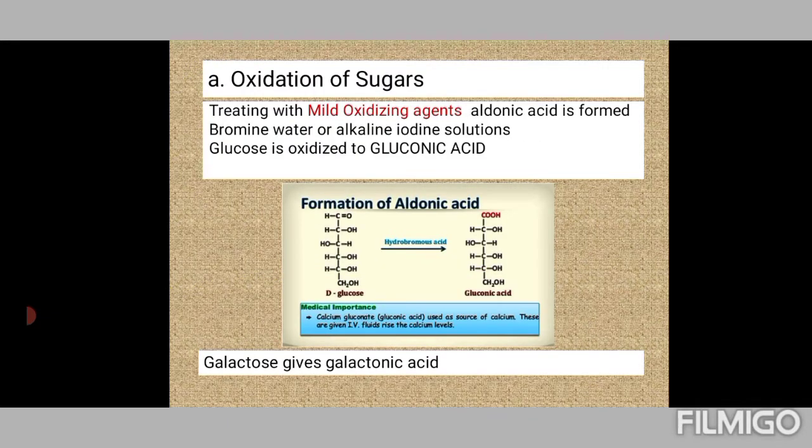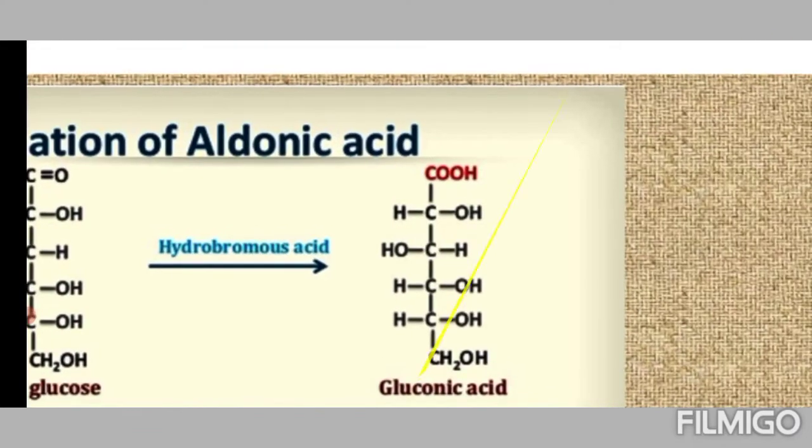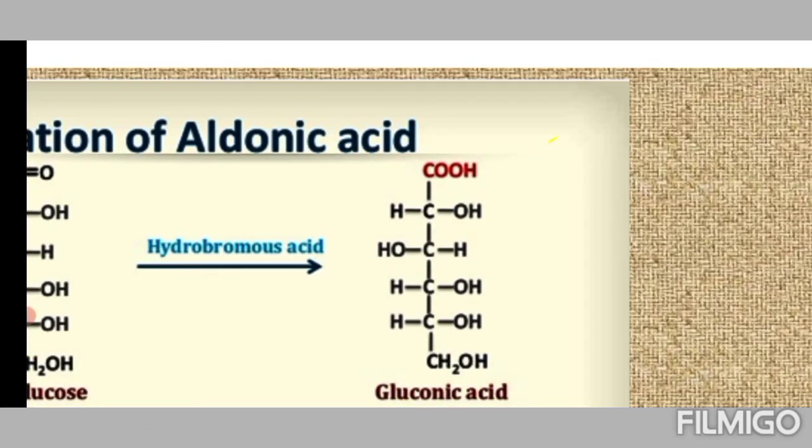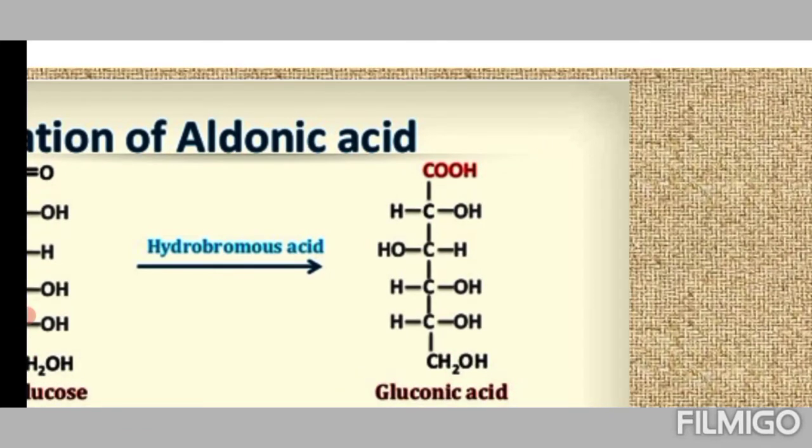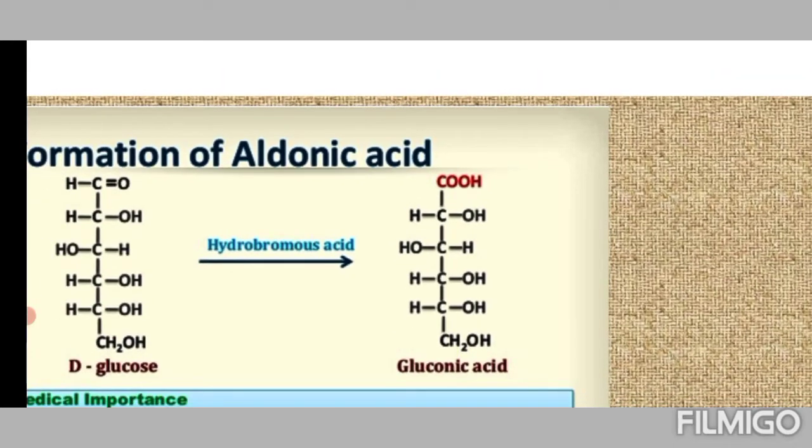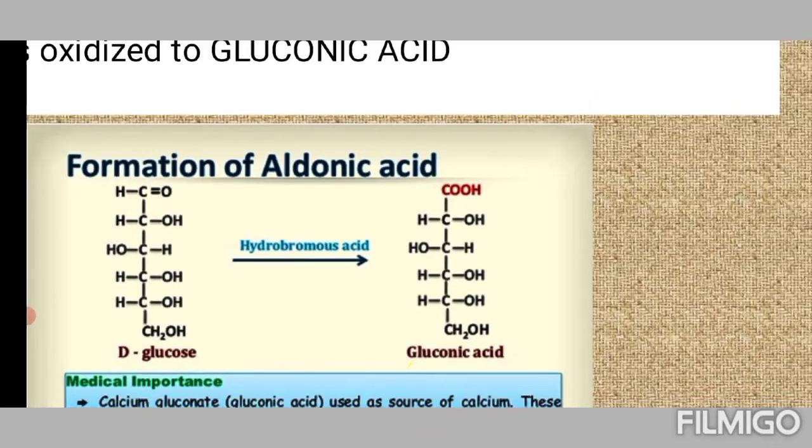Now, with mild oxidizing agents like bromine water or alkaline iodine, we get what is called gluconic acid with glucose. So glucose under mild oxidizing conditions gives gluconic acid, and galactose gives galactonic acid. You can see the first carbon here, hydrobromous acid is used. The first carbon, the anomeric carbon, the carbon in which the functional group was oxidized, and a carboxylic acid group is formed, gluconic acid.